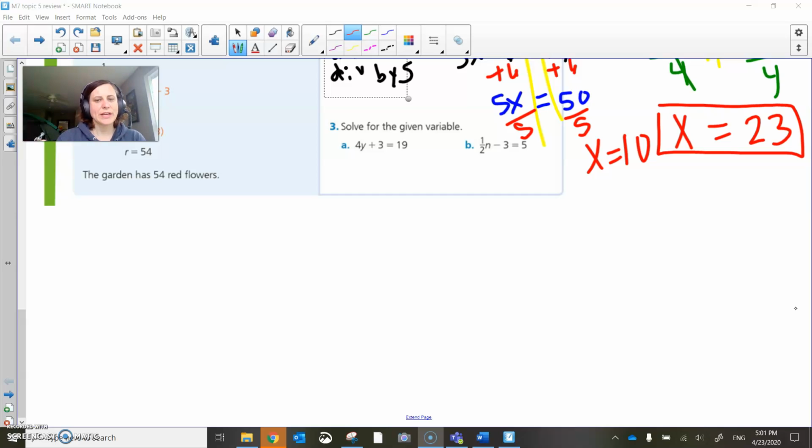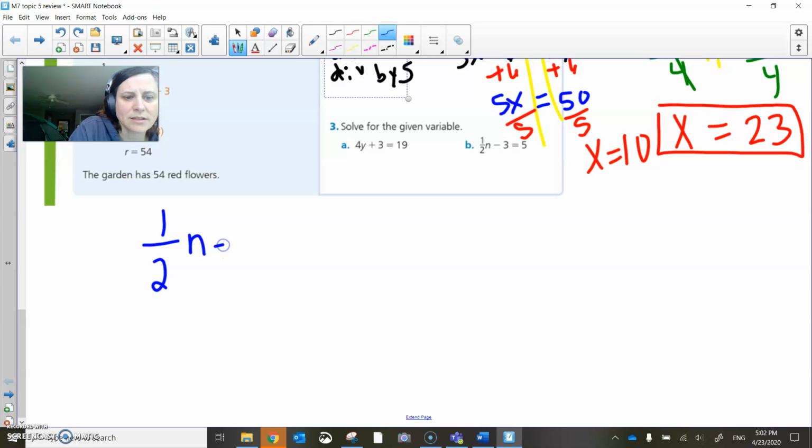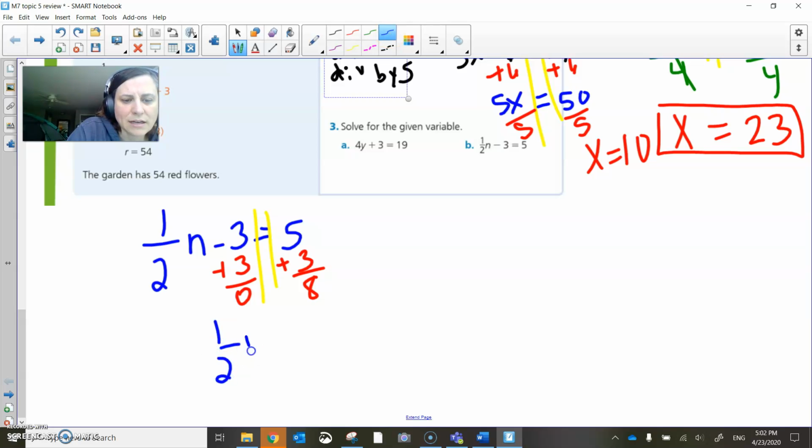3a, I'm not too worried about you figuring out how to do that one, especially if you've been pretty successful with the ones before this. So let's just do 3b. 3b looks like this: 1/2 n minus 3 equals 5. So let's start off by getting rid of that minus 3 by adding 3 to both sides. And that leaves us with 1/2 of n is equal to 8.